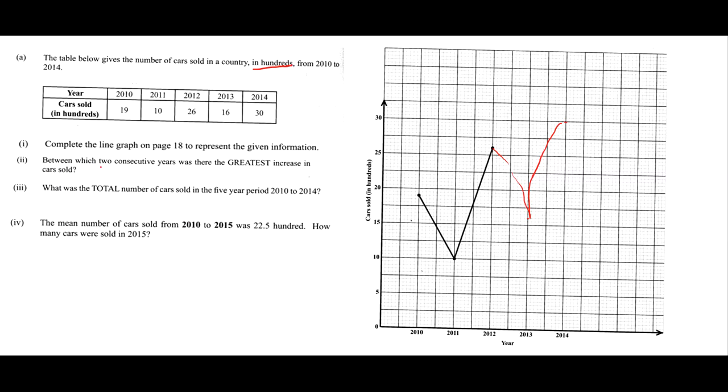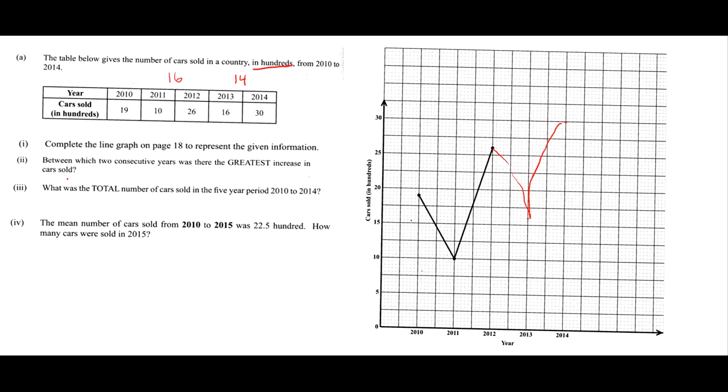Now, between which 2 consecutive years was the greatest increase in cars sold? From 2010 to 2011 we went from 19 to 10, so that is a reduction, which is not what we want. From 2011 to 2012 we moved from 10 to 26, so that is an increase of 16. From 2012 to 2013 we went from 26 to 16, a decrease of 10. And from 16 to 30, that is an increase of 14.